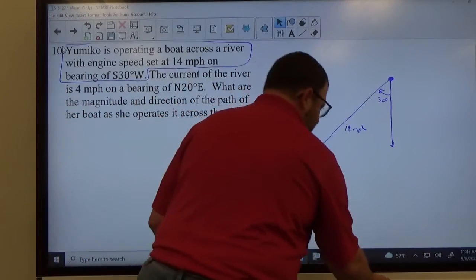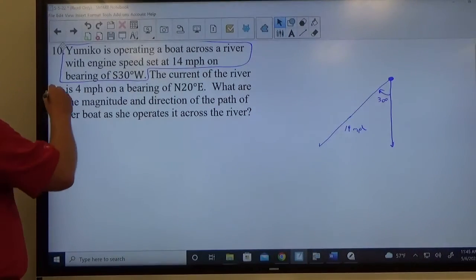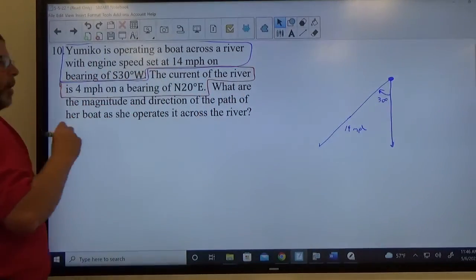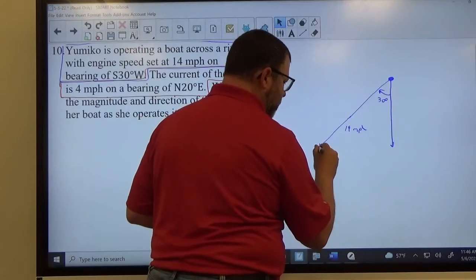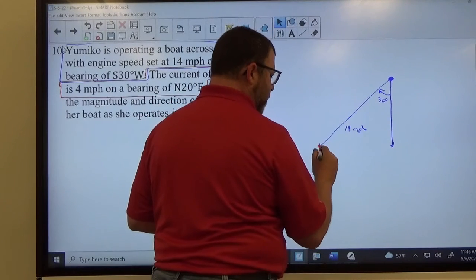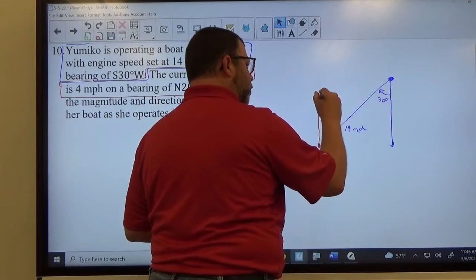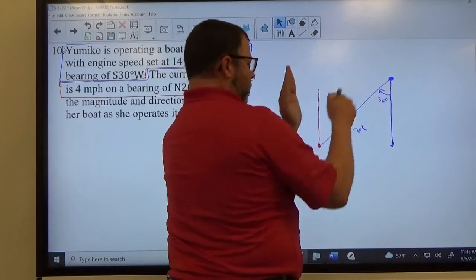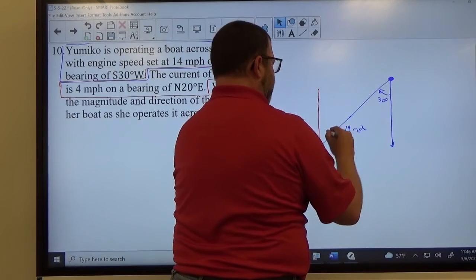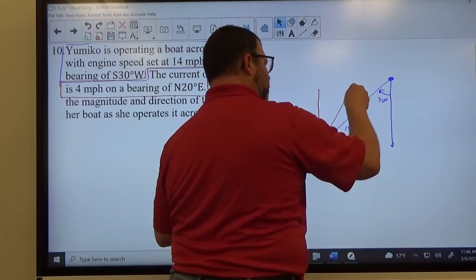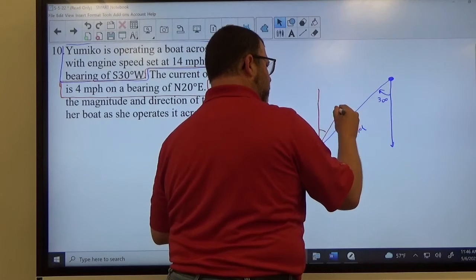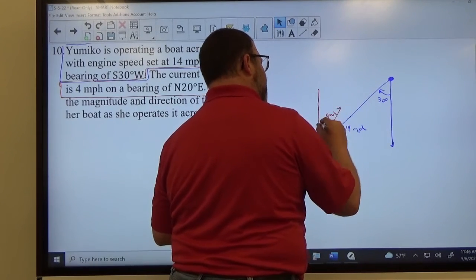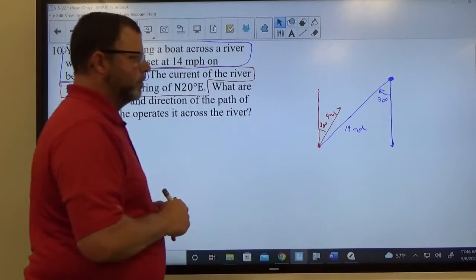All right. The current of the river is 4 miles per hour and a bearing of north 20 degrees east. So if I were to start the current vector here, we're looking north to start off with, and 20 degrees east of north, which would be going north is this way, east is that way. So we're going to go 20 degrees off the north line, about like this, and it's 4 miles per hour, so let's make it shorter. This is 4 miles per hour at a 20-degree angle east of north.